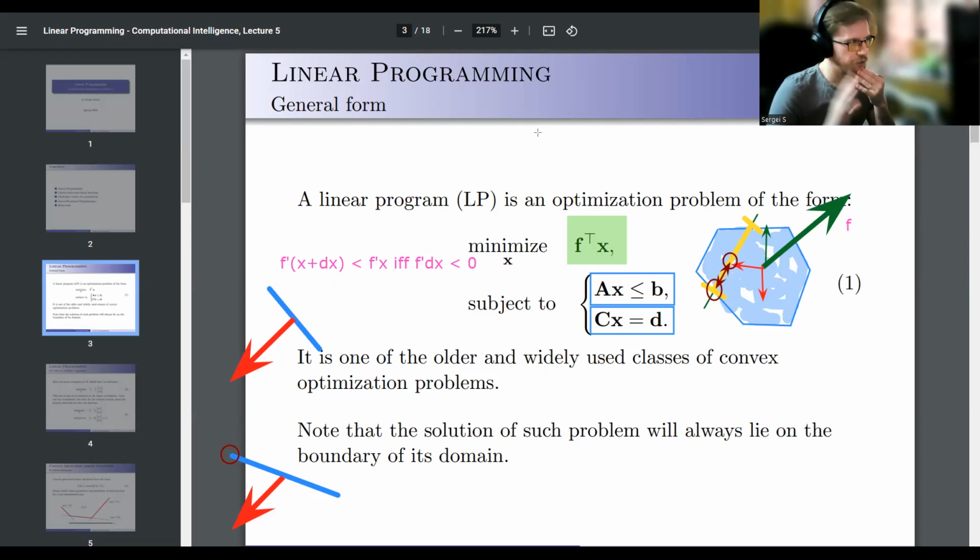And if this is somehow not convincing, you can go ahead and just try to do it geometrically. You understand that you linearly increase in a certain direction. Try to convince yourself that it is impossible to find a solution which would not lie on the boundary for this problem. Questions so far? All right, if you have questions, just unmute and talk.